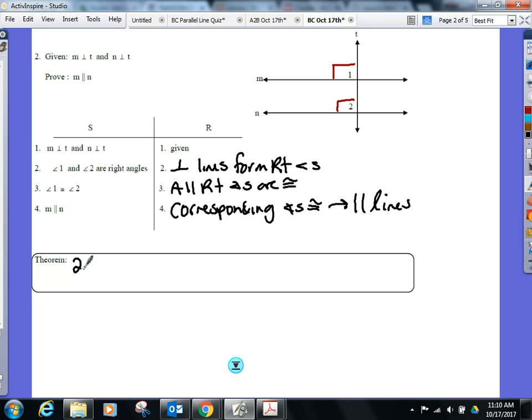So what you're telling me is 2 lines perpendicular to the same line are, what did we conclude about them at the end of our proof here? Those 2 lines are not perpendicular, they are parallel to each other. Okay, so 2 lines perpendicular to the same line are parallel to each other. That's what you guys just proved. So now this proof we just did is 2 steps instead of 4.